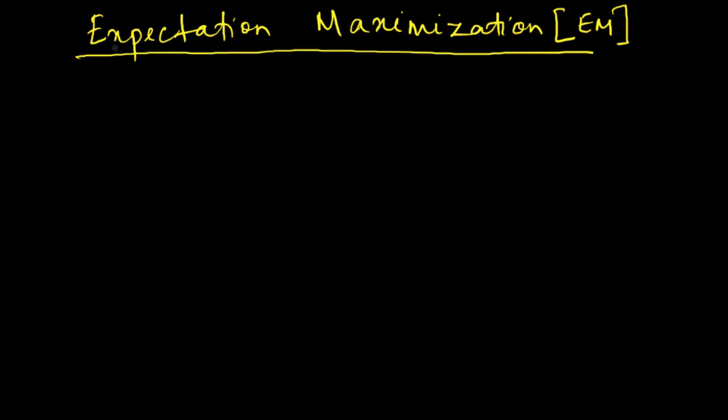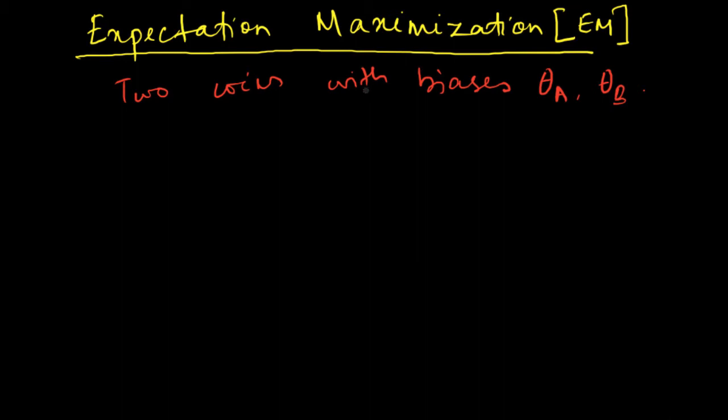So let's take a simple example. So let's say you have two coins whose biases, by biases I mean the probability of heads, let that be theta A and theta B. So A is one coin, B is another coin, and theta A is the probability of heads of coin A and theta B is the probability of heads of coin B. And your job now is to estimate what theta A and theta B are given some amount of data.